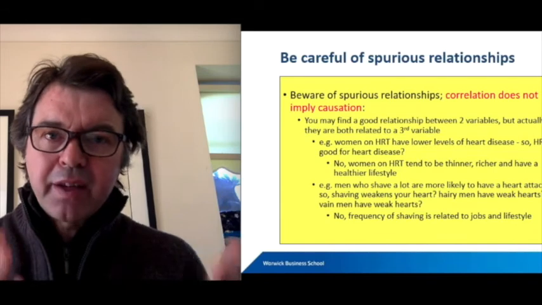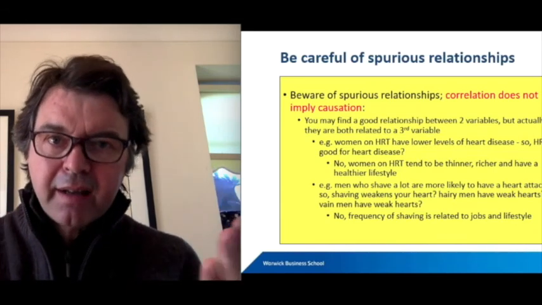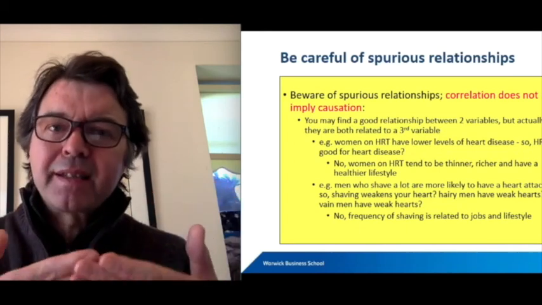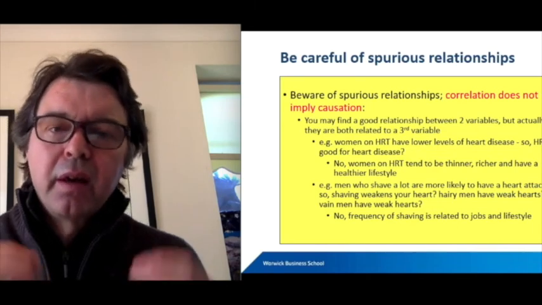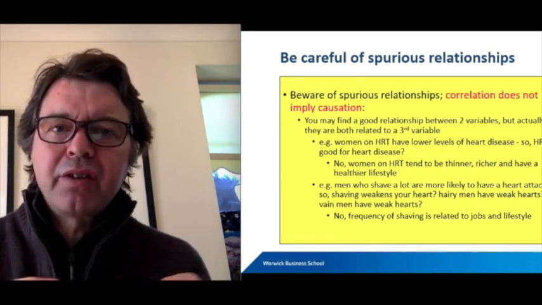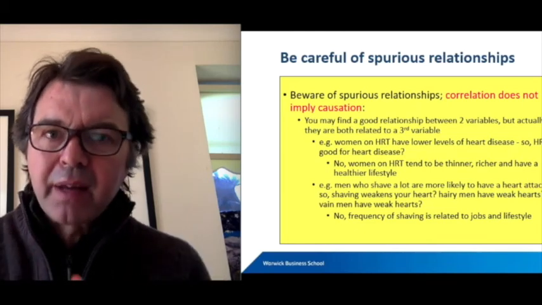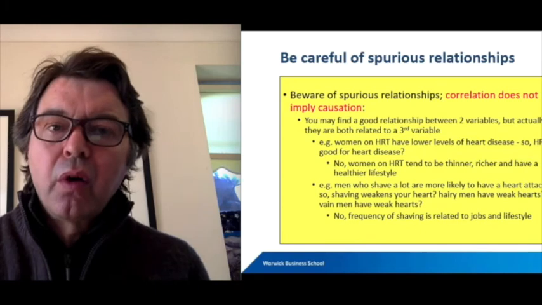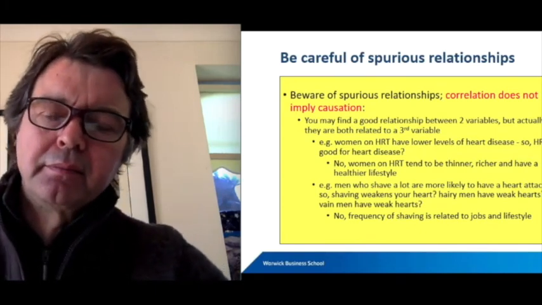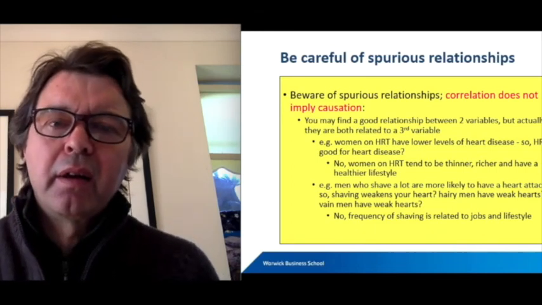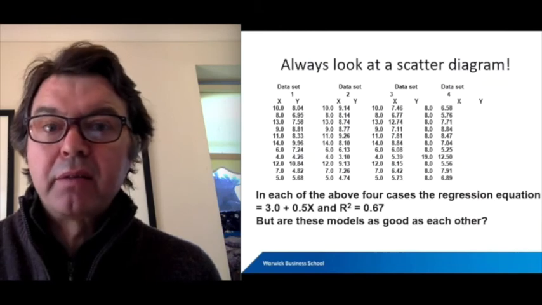So if you look at the data between shaving frequency and heart attacks, they are correlated, but it's not a causal relationship. It's just a correlation. So just be careful. If you find a relationship between two variables, you need to think about whether that relationship is really causal or whether it's just a correlation. And that's particularly important if you are trying to build theoretical models.